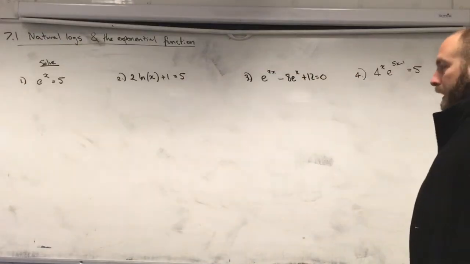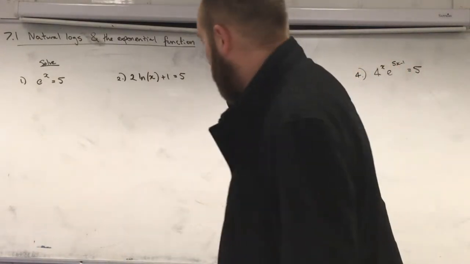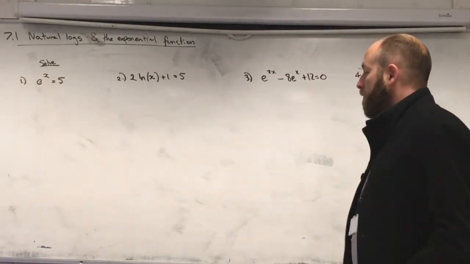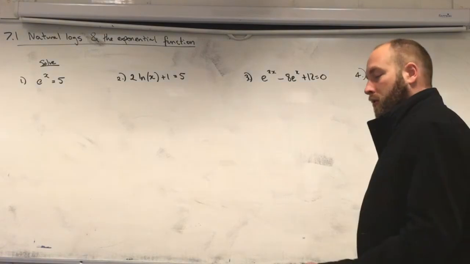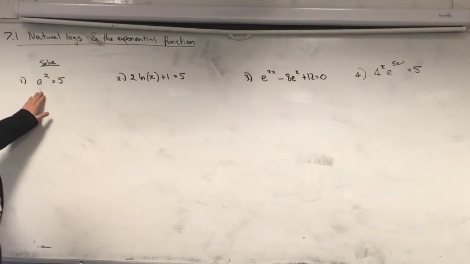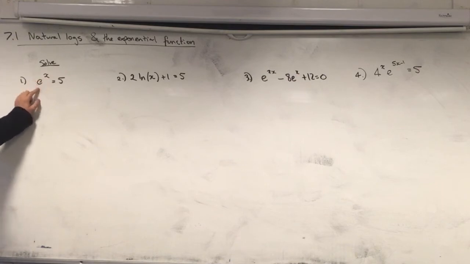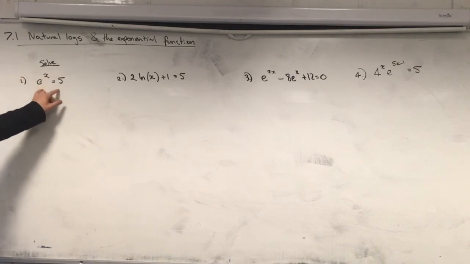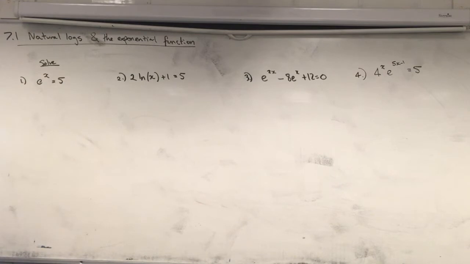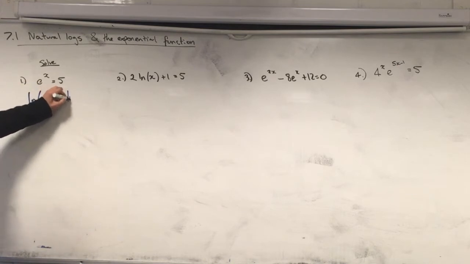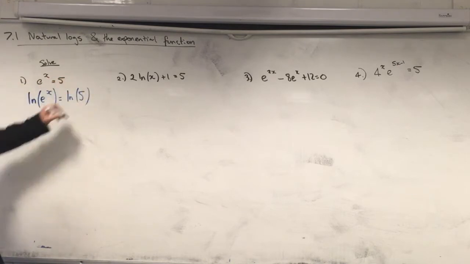Okay, so for e to the x or ln of x equations to solve, we'll go through these, show you guys how to do them, and there are going to be some similar questions on the video. Okay, so the first one, we've got e to the x equals 5. We want to get x on its own. So to undo e to the x, we're going to ln both sides. So ln of e to the x equals ln of 5.